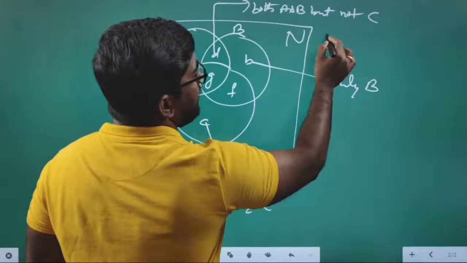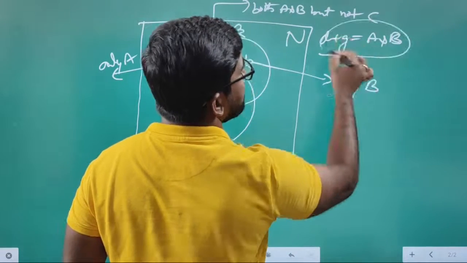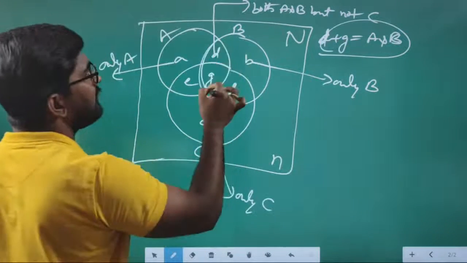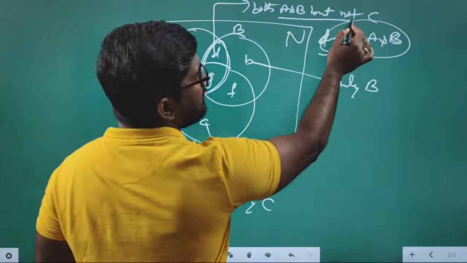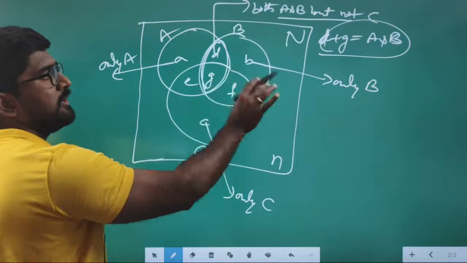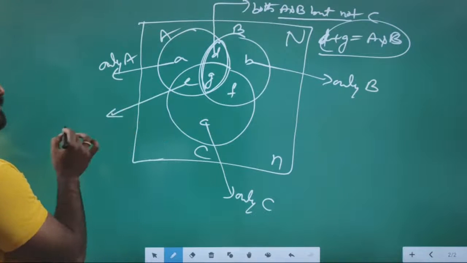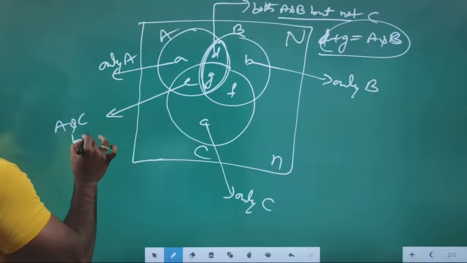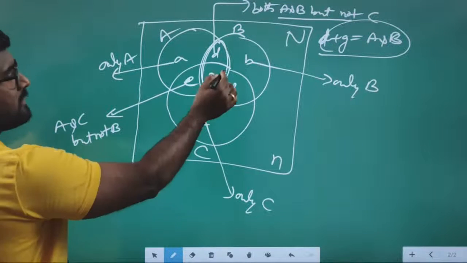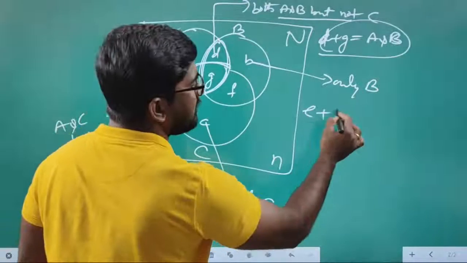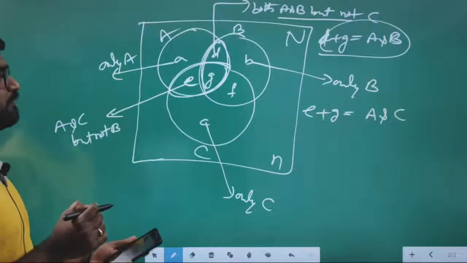Right? Whereas d plus g represents A and B. This entire region represents A and B intersection. So there is a difference between A and B but not C, whereas A and B simply. Okay. Similarly, this e represents A and C but not B. Whereas e plus g represents A as well as C, right?